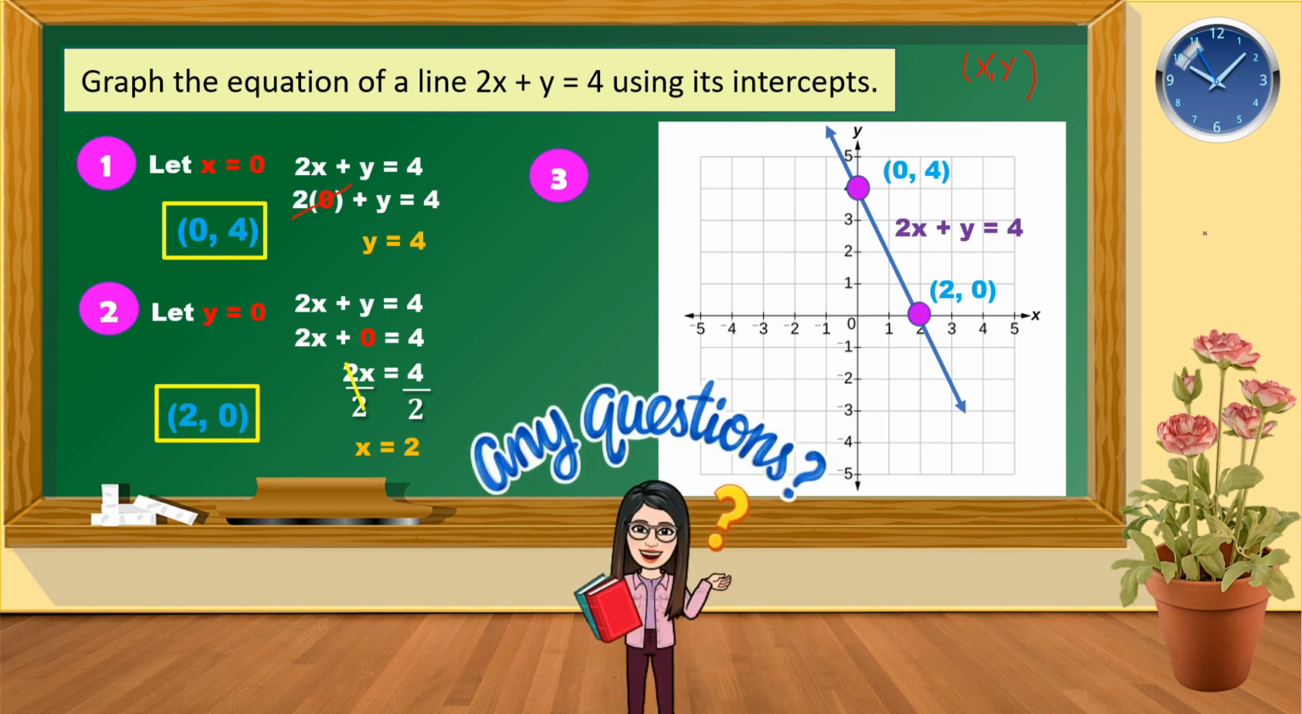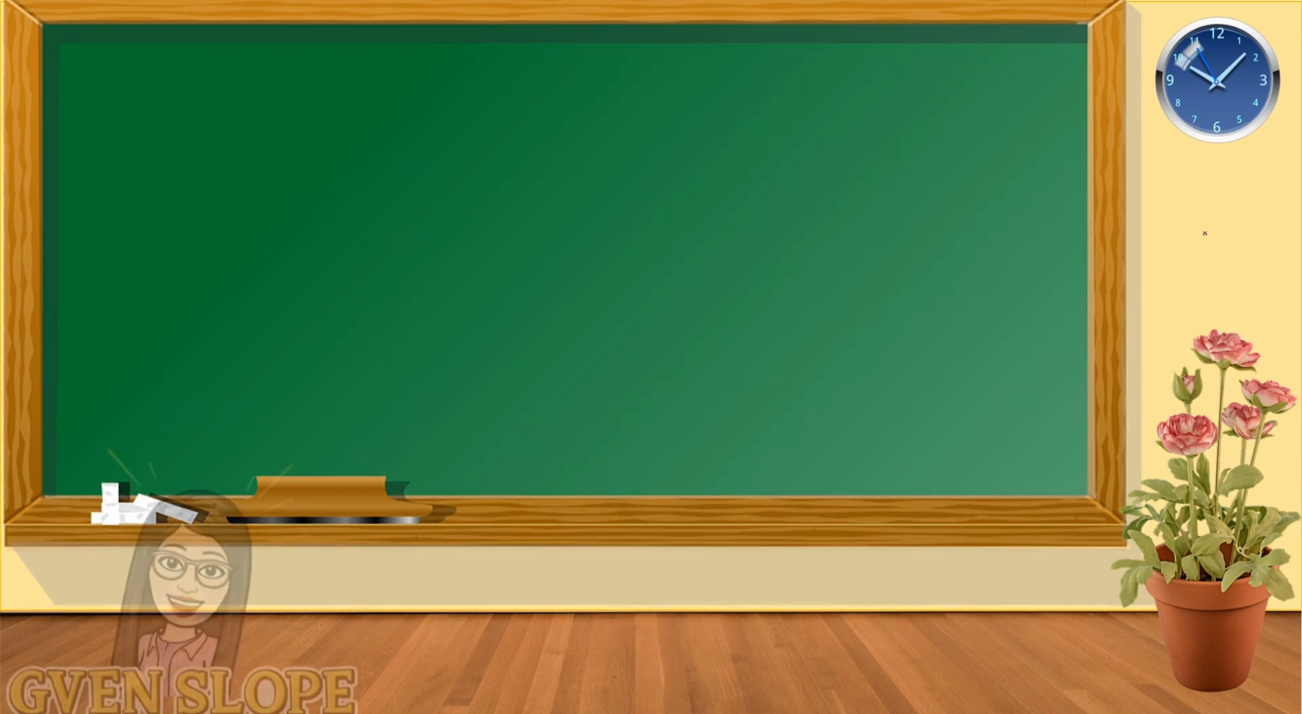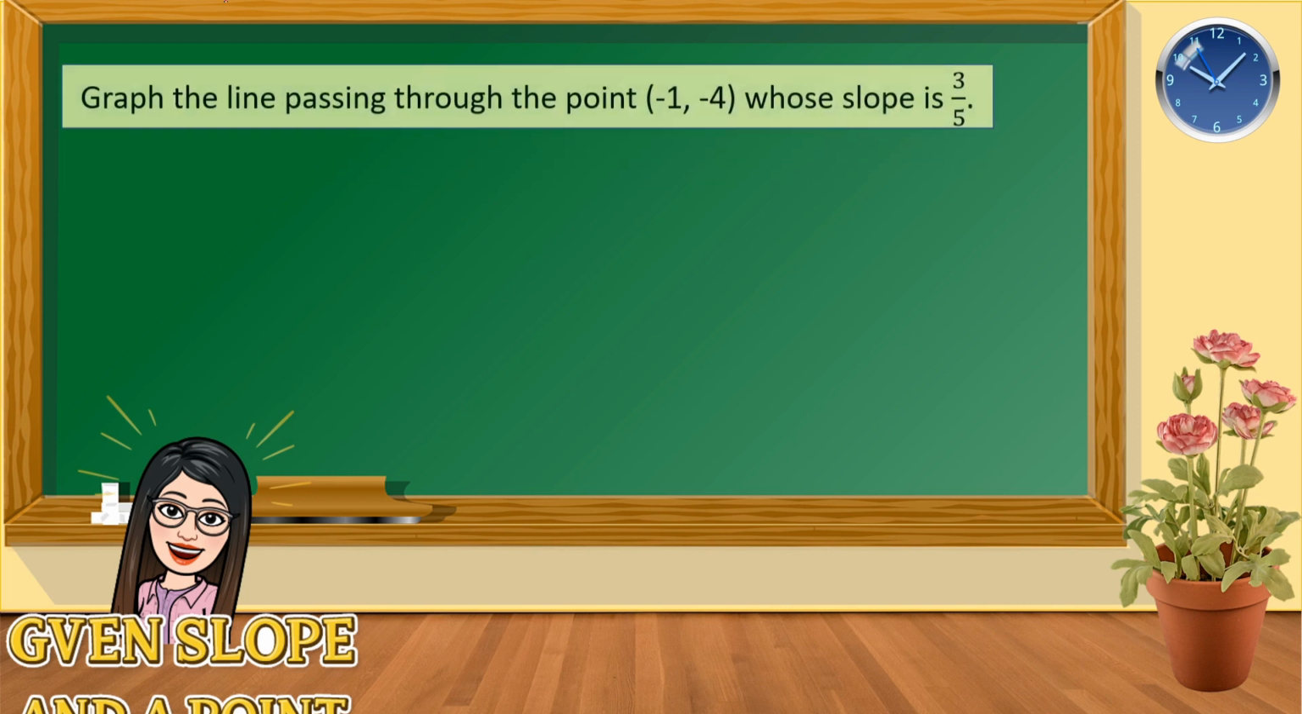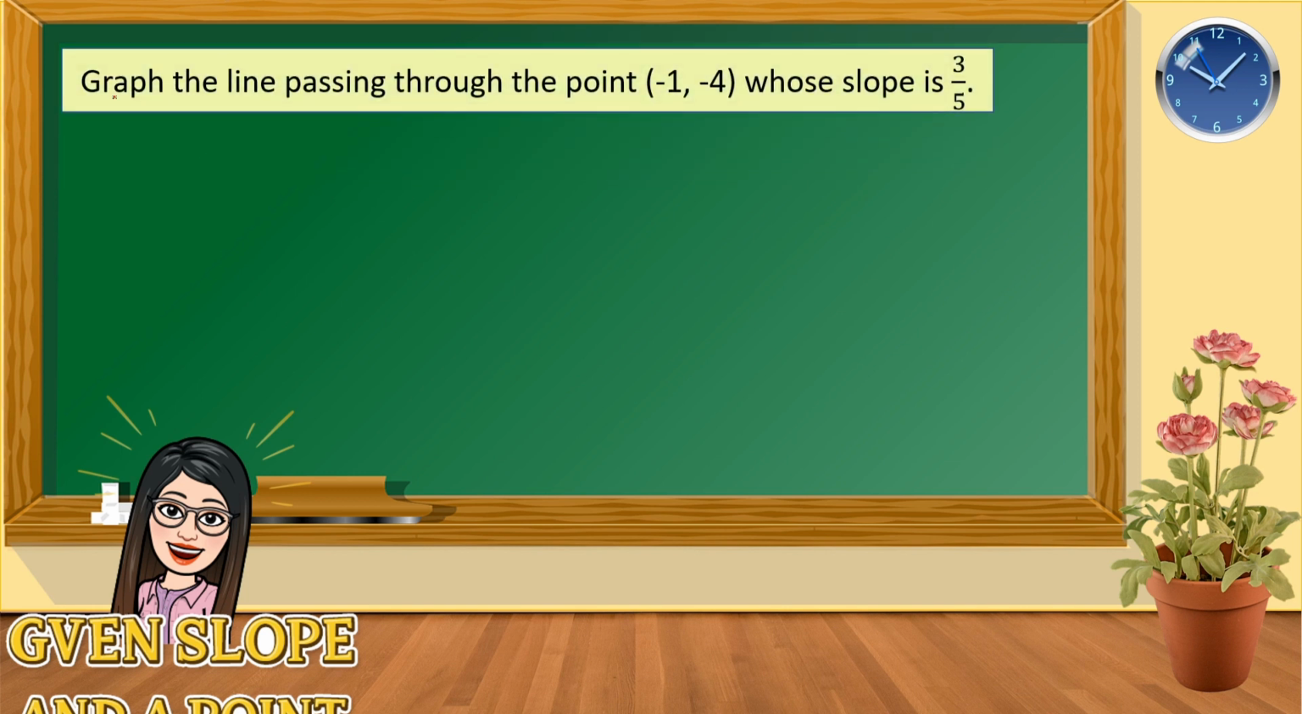Any questions? So, kung wala, let's move on with the last one. Okay. So, this is the last part. This time, we're going to graph linear equations in two variables given the slope and a point. So, how do we graph the equation of a line given the slope and a point? Graph the line passing through the point -1, -4, whose slope is 3 over 5.